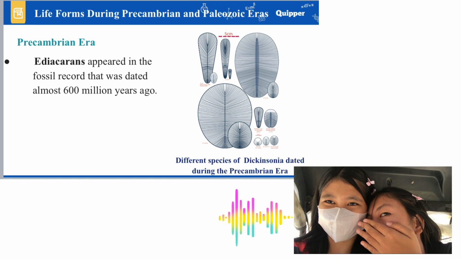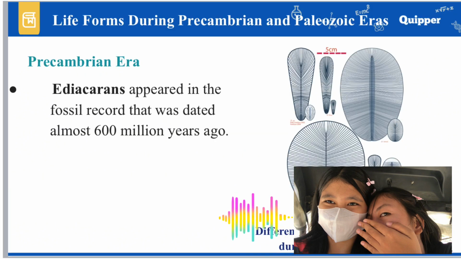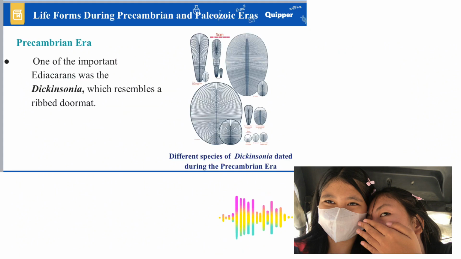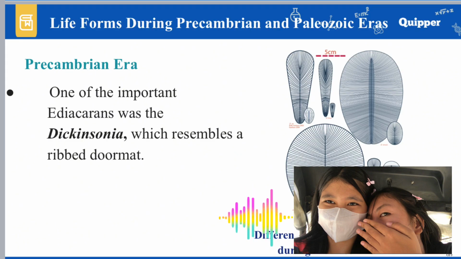So, in the Precambrian era, there were Ediacarans that appeared in the fossil record, dated almost 600 million years ago. The Ediacaran is the uppermost division of the Proterozoic eon of the Precambrian time and the latest of the three periods of the Neoproterozoic era that extends from approximately 635 million to 541 million years ago. One of the important Ediacarans was the Dickinsonia, which resembles a ribbed disc. So what is Dickinsonia? Dickinsonia is an early type of Precambrian life that was very different from current organisms. They were considered to be one of the early forms of multicellular organisms, and their bodies were shaped like a disc.